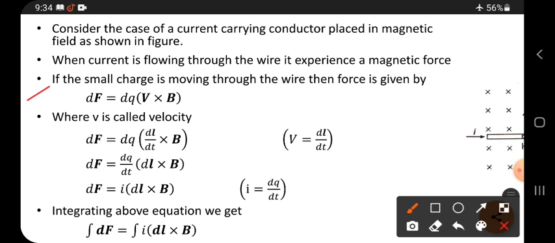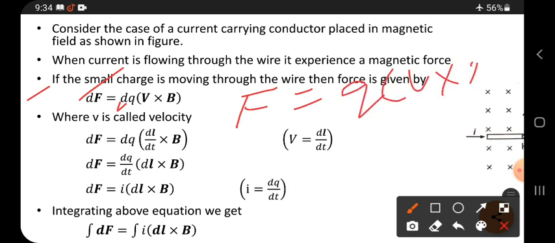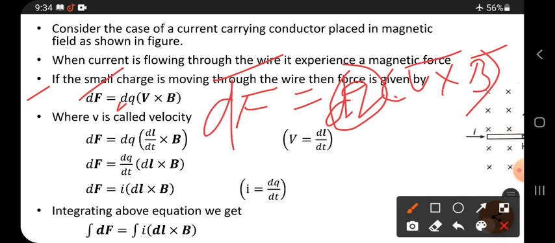If a small charge is moving through the wire, then the force is small. Why? Because the force formula is F equals q into v cross B, where v and B are vectors, and force is also a vector. When the charges are small, then the force is also small.